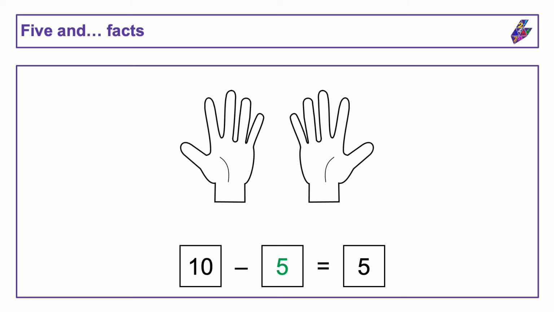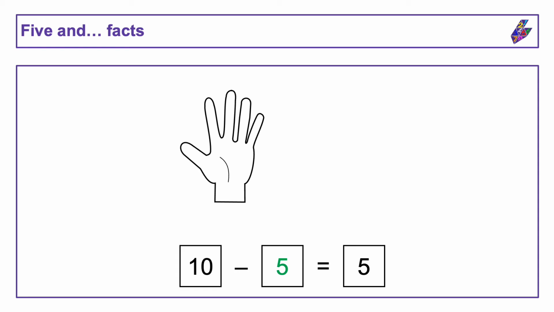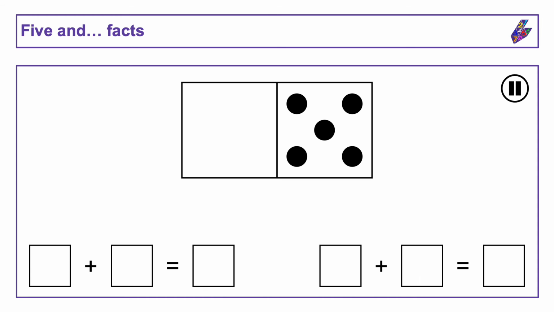You might have thought of 10 minus 5 equals 5 by visualising the 10 fingers you can see to start with, and imagining removing 5 of them, which would leave just 5 fingers.